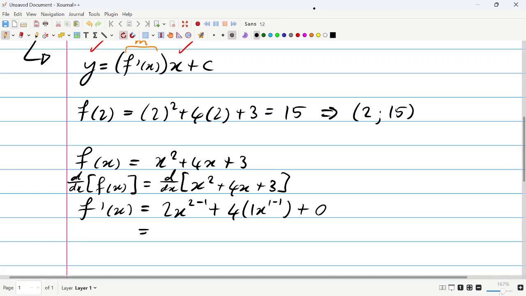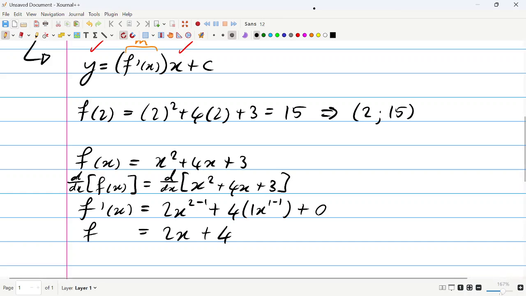So therefore we're going to have 2x to the power of 1, which is just 2x, plus 4 times x to the 0, which is just 1, so it's 4. So f prime of x is equal to 2x plus 4. But remember, we're saying it's at the point what? x is equal to 2.